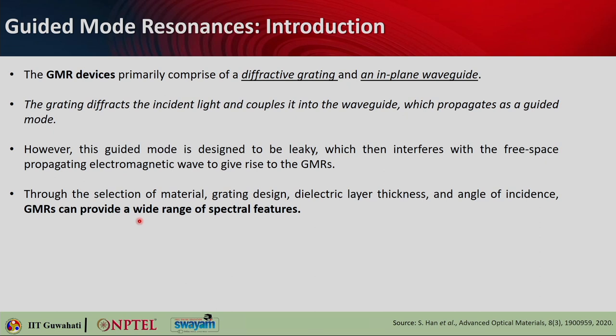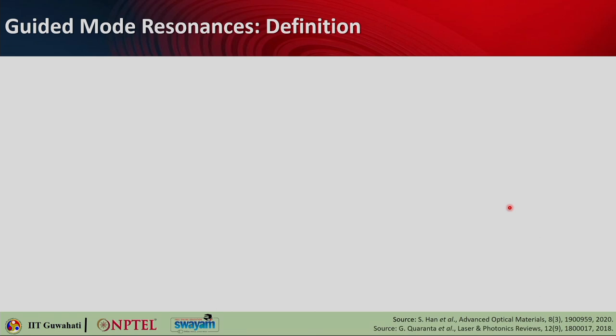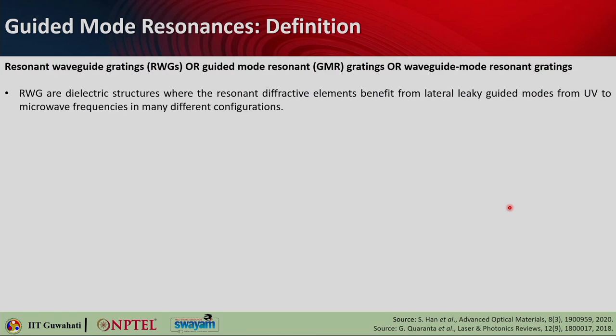So, you can actually tune the transmission or resonance peak or dip, as you can see here, depending on all these parameters, which are very easily tunable. So, that makes these GMR filters very, very interesting. There are other names for this particular device. It is also called resonant waveguide gratings, RWG, or the name we have already seen, GMR grating, or you can also call them waveguide mode resonant gratings.